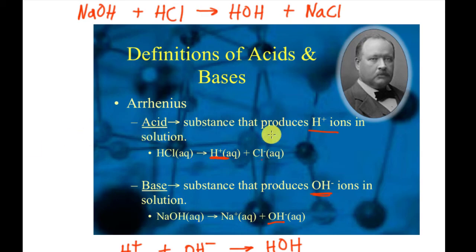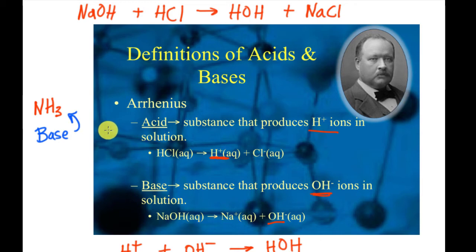All right, now the problem with Arrhenius' definition is that when we look at acids and bases, an acid has to have a hydrogen ion. A base has to have a hydroxide ion. Now let me show you something. Here's something called ammonia, NH3. Ammonia is bitter. Ammonia is going to turn litmus paper blue. Ammonia, if you were to measure its pH, would be higher than 7. So we would say that ammonia is considered a base. So this is considered a base.